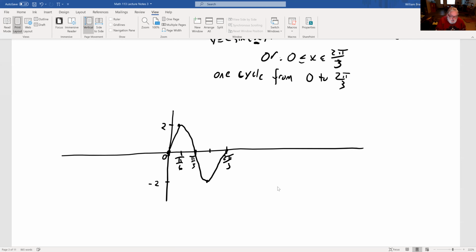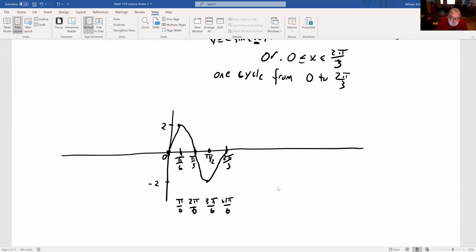So a quarter is pi over 6. So I can count by pi's over 6's. This is pi over 6. This is 2 pi over 6. That's pi over 3. This point here, that's going to be x is 3 pi over 6. That's pi over 2. And then this is 4 pi over 6. If you simplify that, you get 2 pi over 3. Great. What's the rest of it look like?